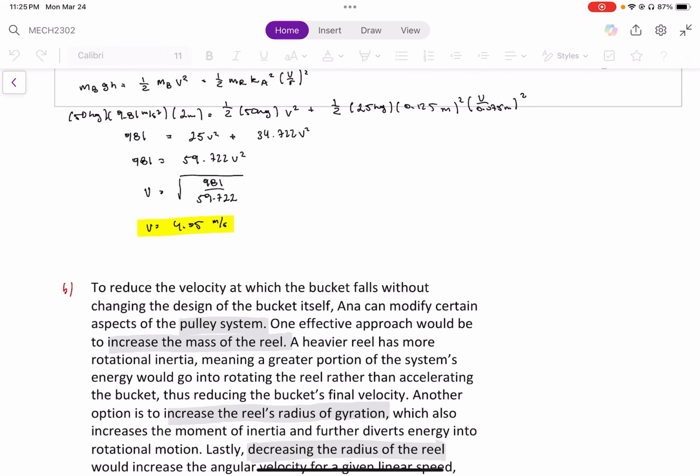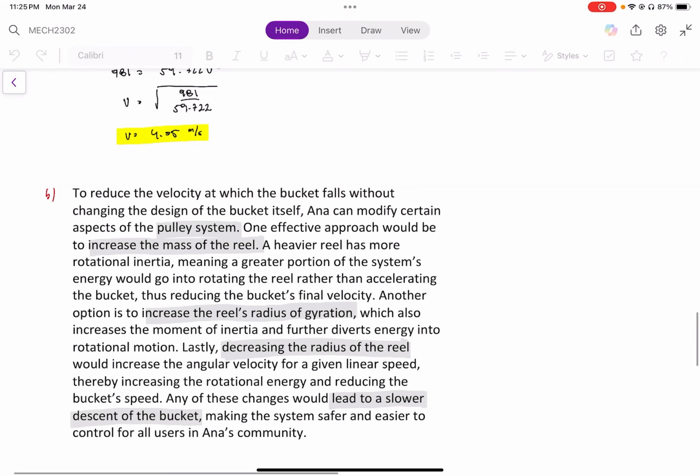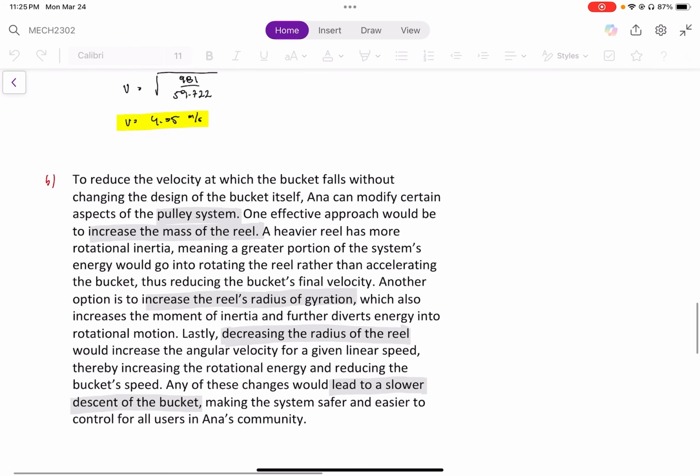Now, question B is how can we make it a little bit safer? In order to reduce the velocity at which the bucket falls without changing the design of the bucket itself, we can modify certain aspects of the pulley system. One effective approach would be to increase the mass of the reel. A heavier reel means more rotational inertia, meaning that more of the system's potential energy would go into rotating the reel rather than accelerating the bucket, thus reducing the bucket's final velocity.